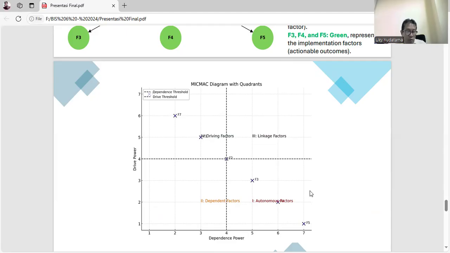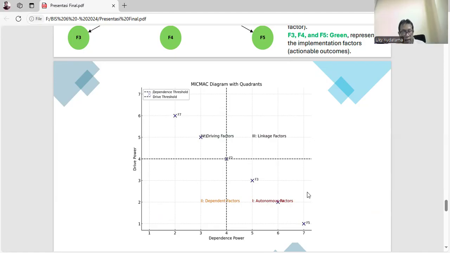Driving factor, quadrant 1. Factors in this quadrant have high driver power and low dependence power. They significantly influence other factors but are not influenced much themselves. In this case, F7 finance and investment is located in this quadrant, showing that it has a strong influence on other factors but is less influenced by them.